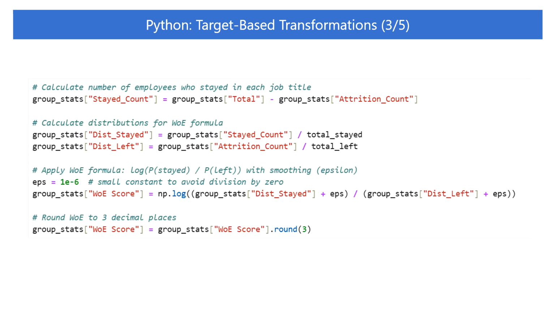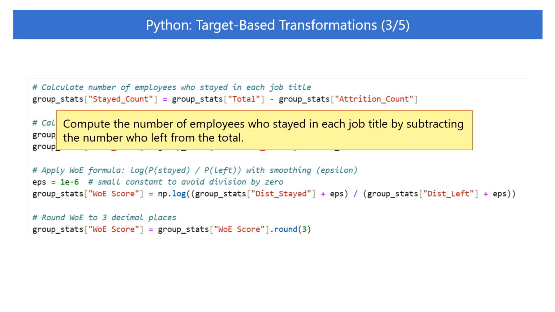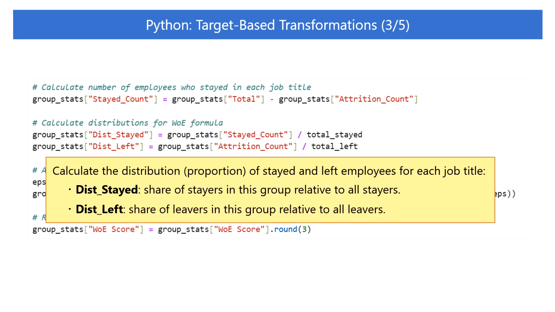Let's continue with the calculation of weight of evidence. Compute the number of employees who stayed in each job title by subtracting the number who left from the total. Calculate the distribution of stayed and left employees for each job title. Dist stayed is the share of stayers in this group relative to all stayers. Dist left is the share of leavers in this group relative to all leavers.